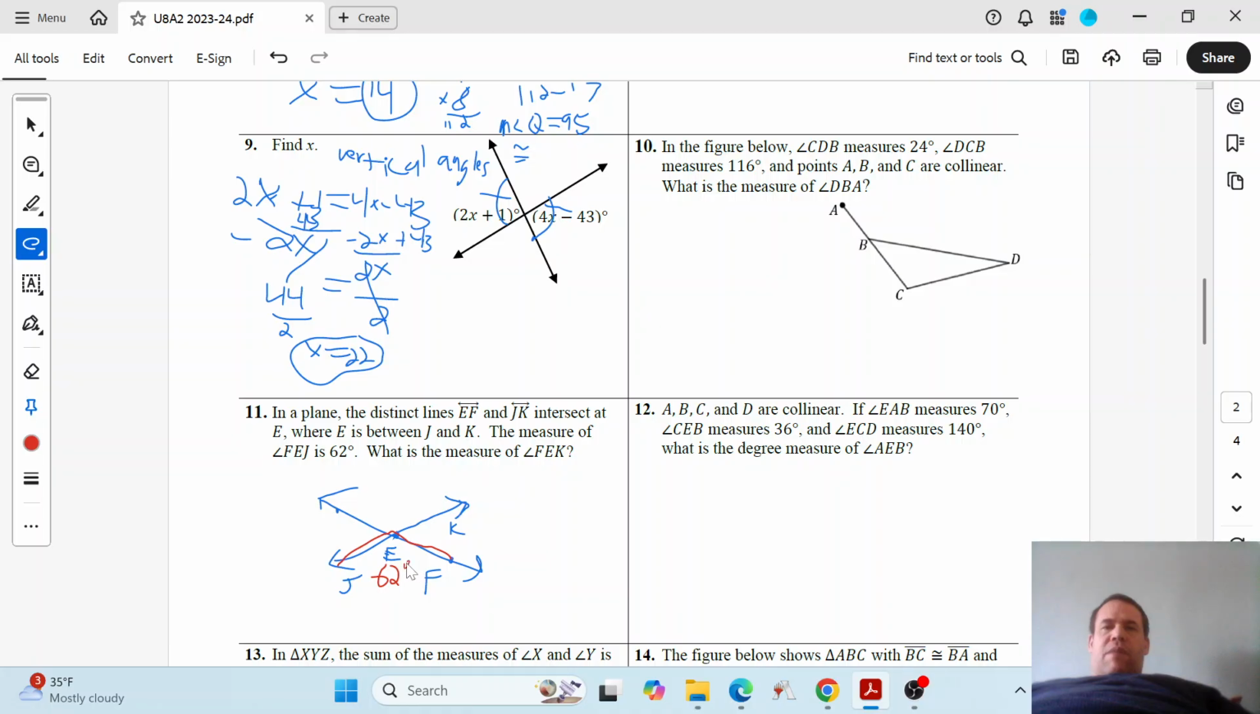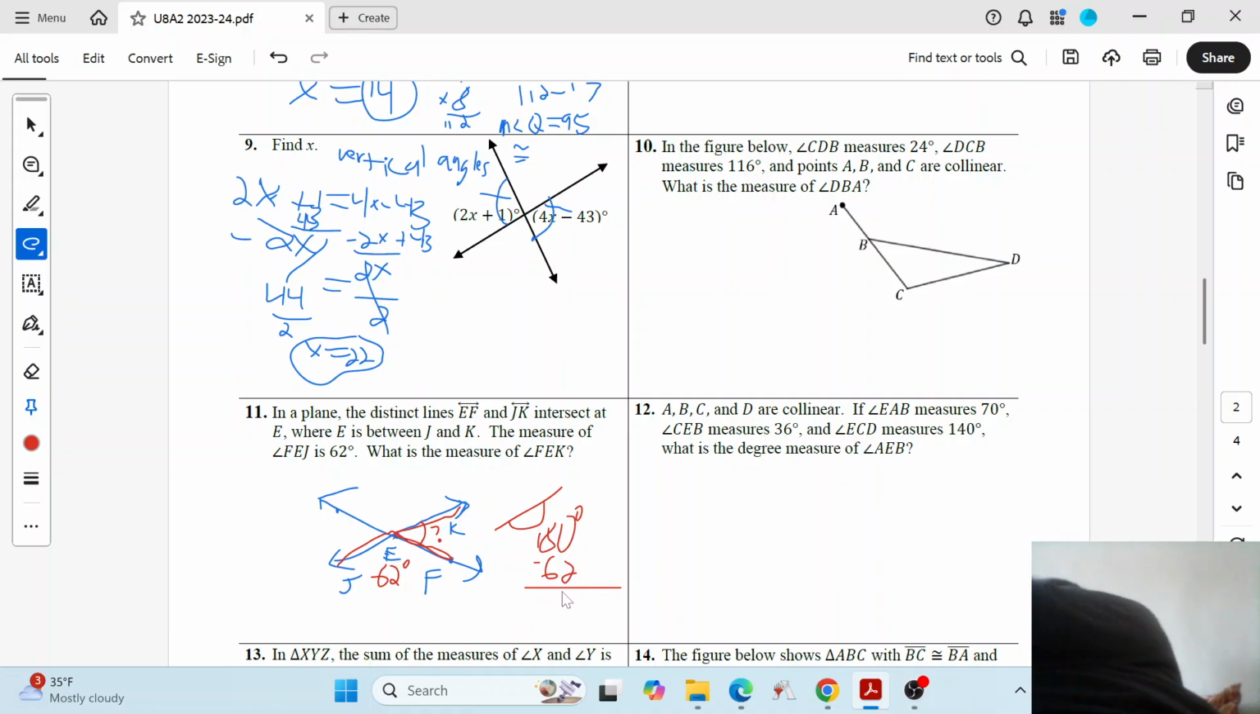Awesome. So what is the measure of FEK? And so this is FEK. And they want to know what that angle is right there. Well, we have 62 degrees and then we have a straight line. Since a straight line is 180 degrees, we can take 180 and minus 62. And when we do that, we get 118. Is that what you got?